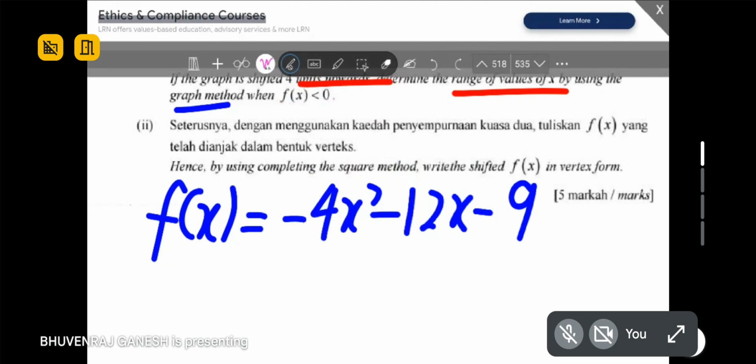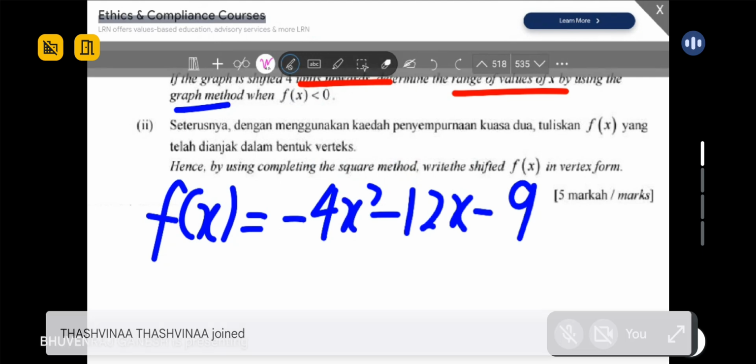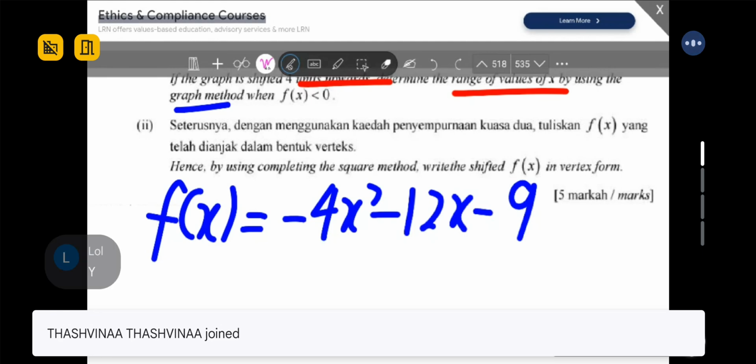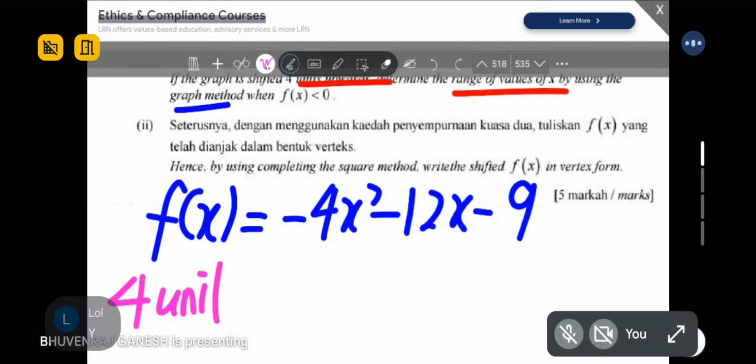Anyone got idea? Very simple, only this one. Senang. Anyone? Come on. Think and see. 4 unit upwards, guys. 4 unit ke atas. So what should I do to my equation? 4 unit upwards. Yes. Your y value will change, guys.